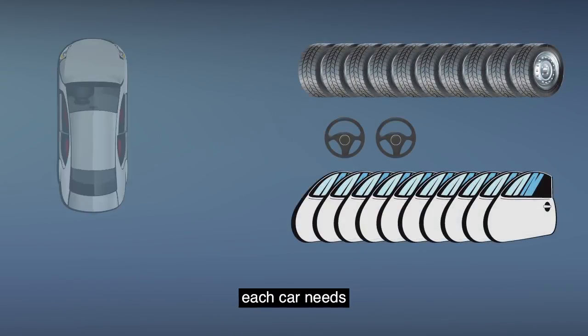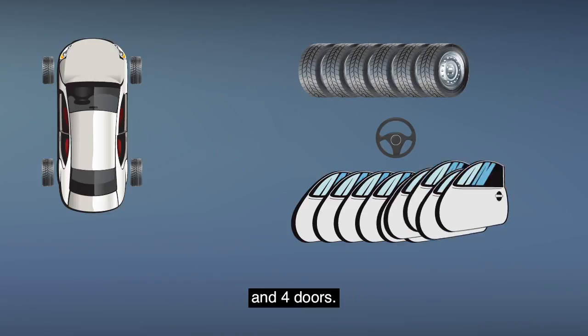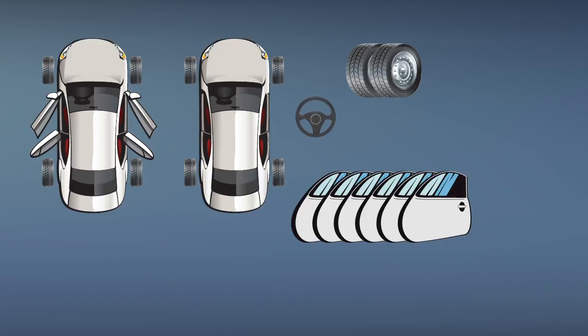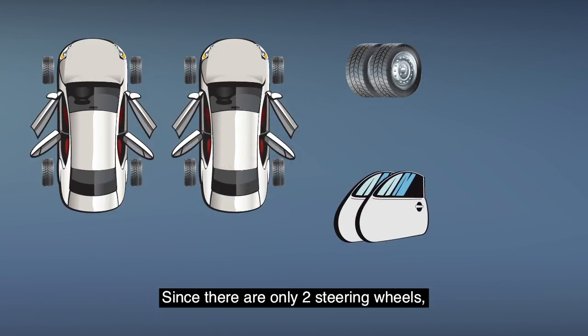Did you get the answer? From the activity, each car needs 4 wheels, 1 steering wheel and 4 doors. Since there are only 2 steering wheels, therefore 8 wheels and 8 doors are needed. Hence, the limiting reagent here is the number of steering wheels, and 2 cars can be produced because there are only 2 steering wheels.